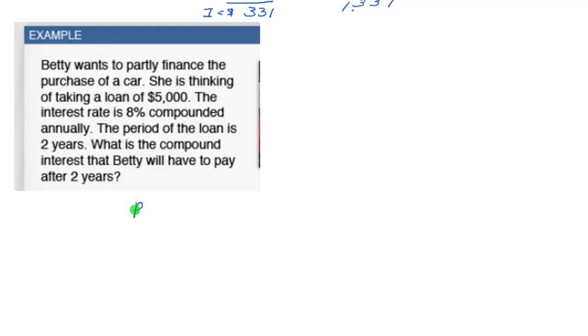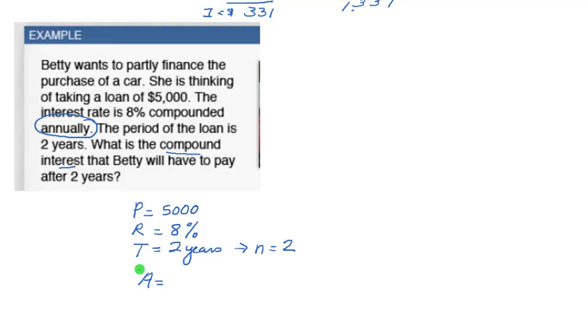So Betty's principal is $5,000. Her rate is 8%. Her loan period is 2 years. As soon as they said compound interest, because you're compounding annually, so only once a year, this 2 years is our N, because N is the number of compoundings. So what is the compound interest that she will have to pay? We're going to find the total amount she's paying, and then we'll subtract to get the interest.